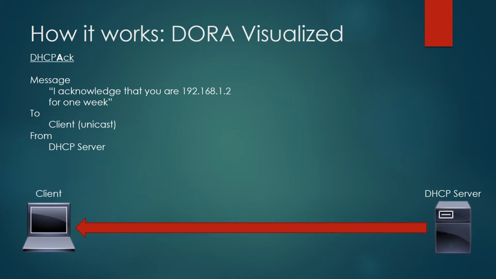The DHCP server that assigned the lease will then go back as a unicast to the client, letting it know that it is acknowledged that it's selecting that lease, and it will then record that so that it will not offer that lease to anybody else.